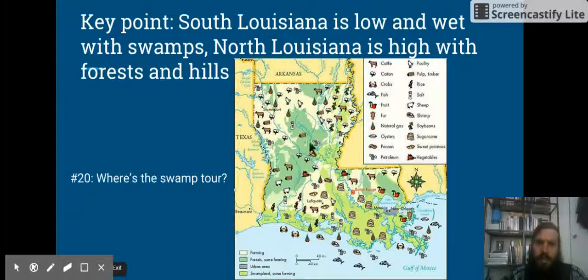Now, in North Louisiana, it's where I find forests, the dark green. And that's where I see a lot of lumber. I see chickens, I see farms. Okay, I can see some of the differences between the different parts of Louisiana. And that's something you're going to have to know. South Louisiana has swamps. North Louisiana has forests and hills. Now, that would have helped us get number 20.